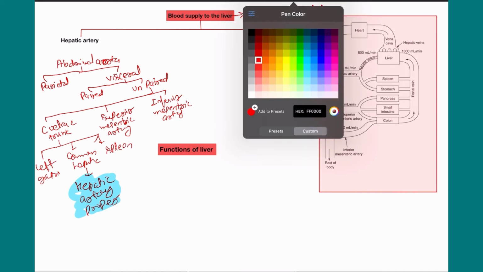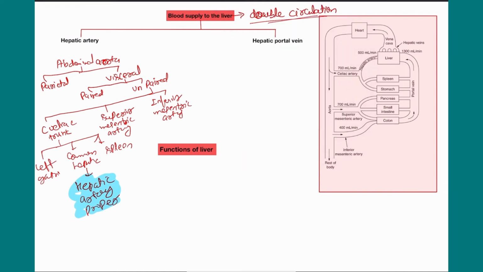But the hepatic portal vein supplies deoxygenated blood to the liver. I will explain how this occurs. Here I made a diagram, starting from the heart. As I said, the abdominal aorta comes from the heart, and it gives the celiac artery.